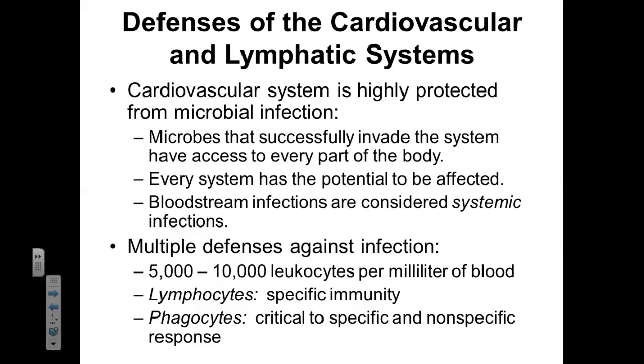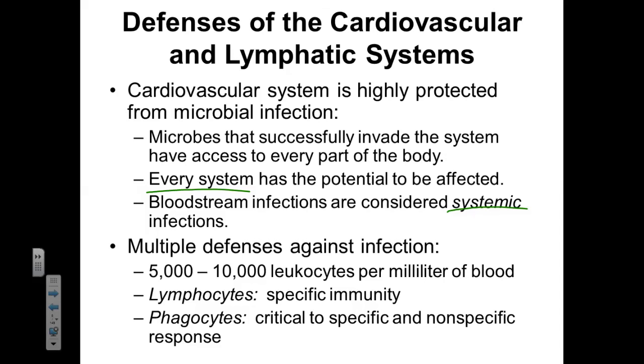You can think of the cardiovascular system as the interstate highway network of our body. And once something gets into there, it's going to have quick and easy access to any other point of our body. So if we have an infection of the cardiovascular system, every other system of our body has the potential to become infected. If we have an infection make it into the cardiovascular system, because that infection is going to spread everywhere in our body, we consider it a systemic infection.